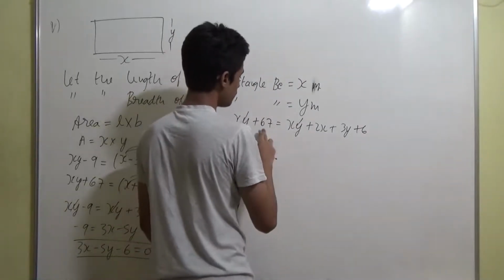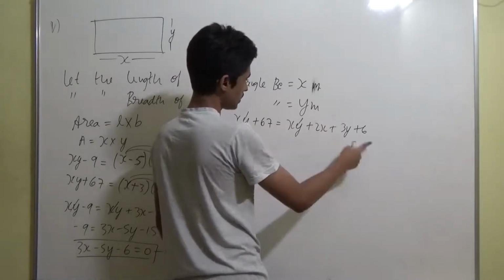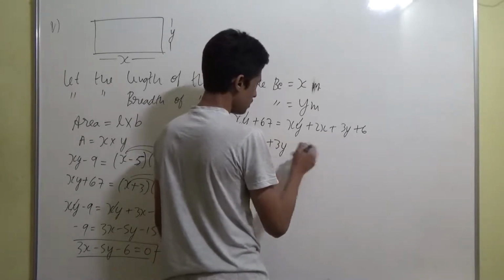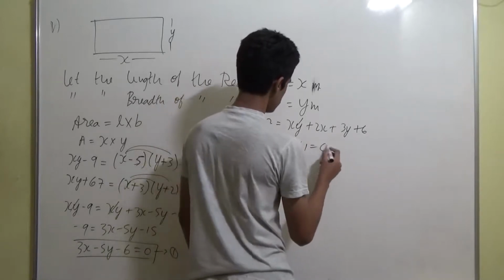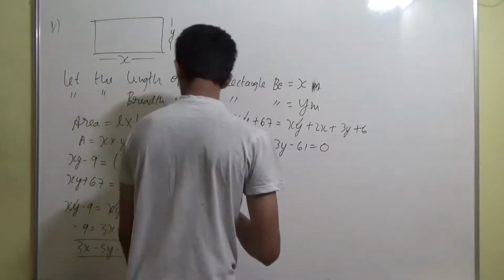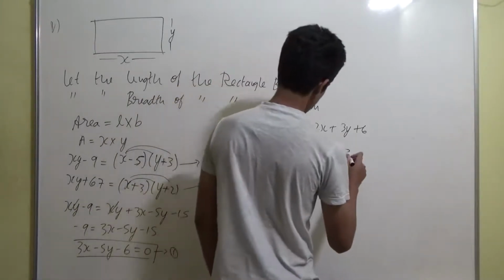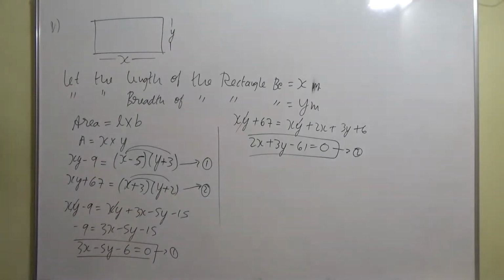And then I'll take even this to the other side. It will become 67 minus 67. Wait, I'll do it. 2x plus 3y plus 6 minus 67 becomes minus 61, equal to 0. These are the two equations, guys. This is your second equation. Getting it? This is the first equation and that's the second equation.